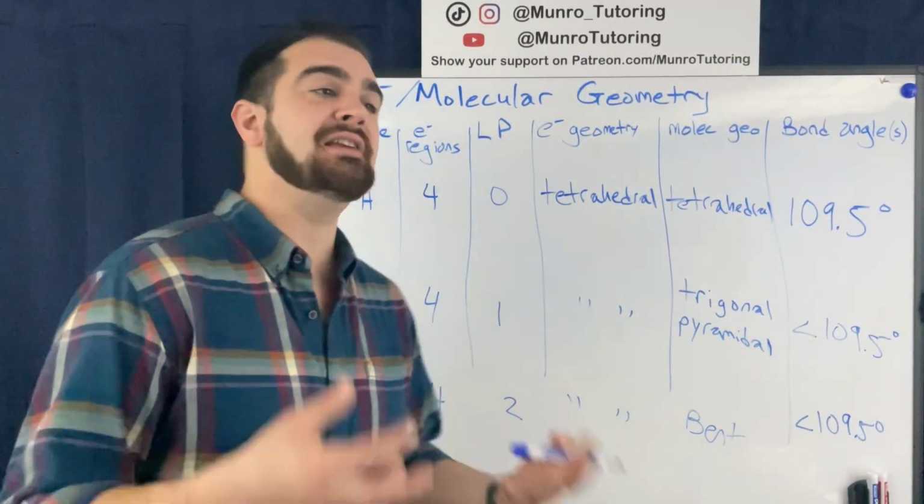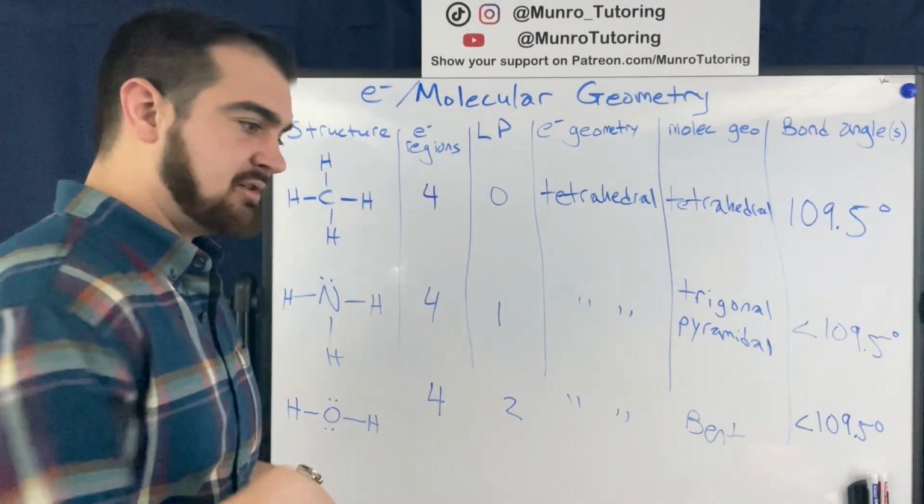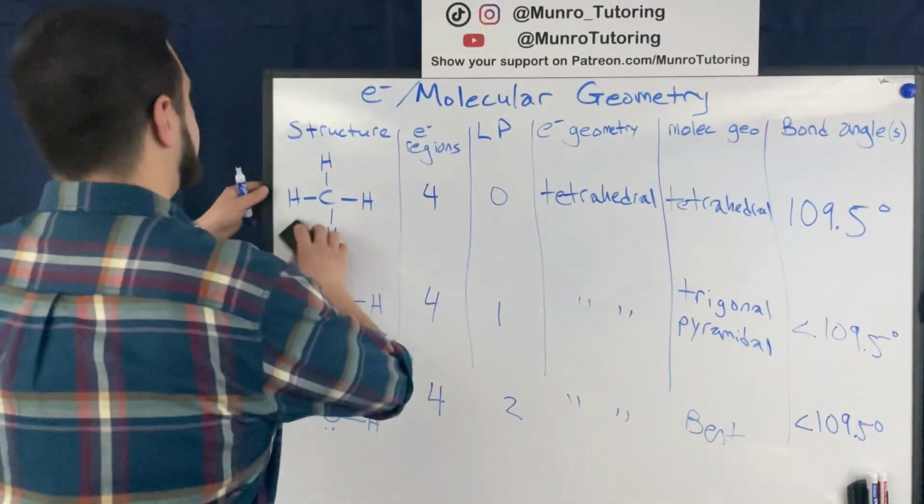So now let's continue and let's do another example, but we're going to start off with a different number of initial electron regions. So here's my eraser. Let's go make up another example here.